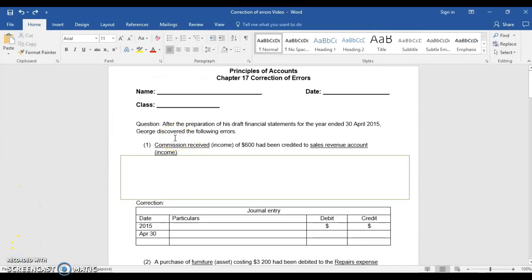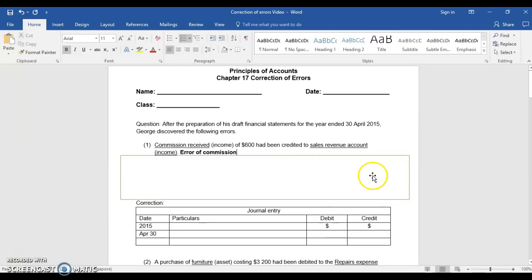So let's read the question. After preparing his draft financial statements for the year ended 30th April 2015, George discovered the following errors. The first error here is commission received of $600 had been credited to the sales revenue account. If you look at these two accounts, both of them are income accounts. So they are two different accounts, but since they're in the same element, this is what we call the error of commission.